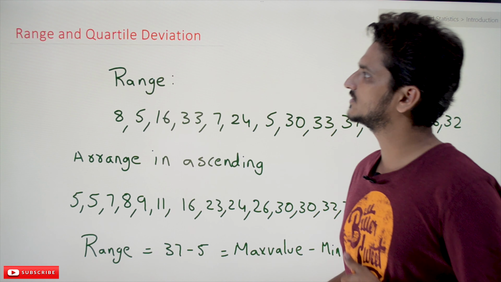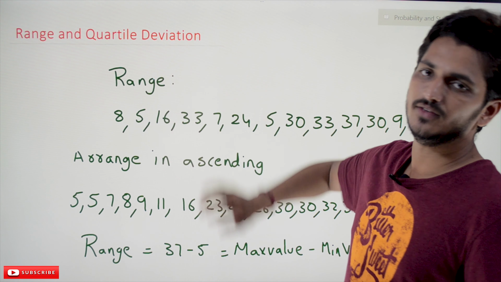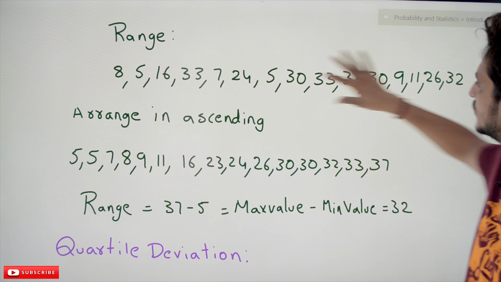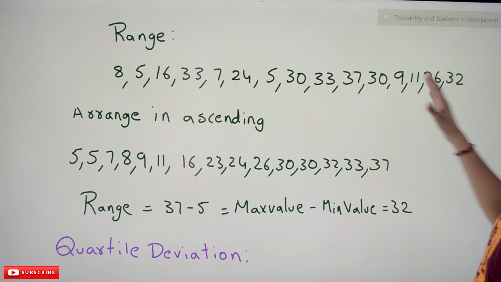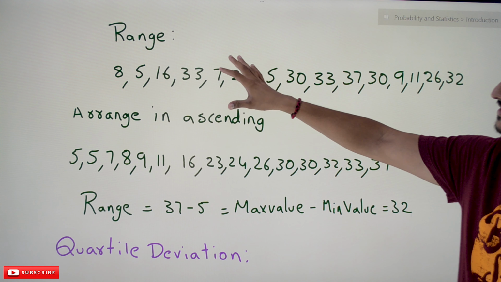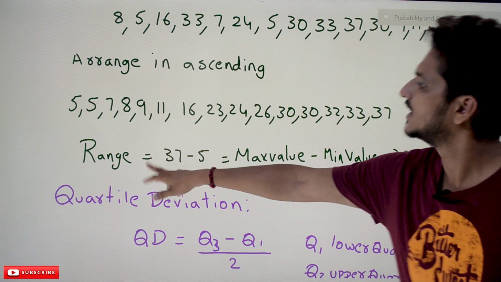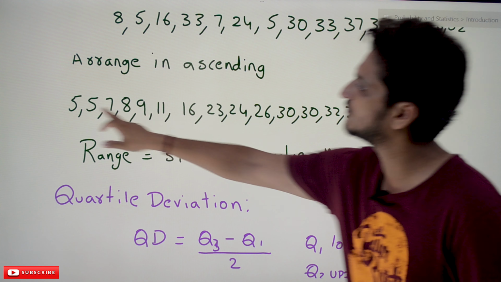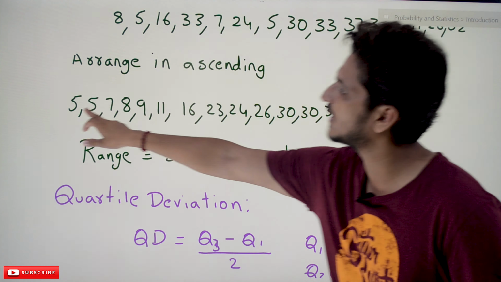Coming to today's class, range and quartile deviation. We take some examples. Our data is distributed like this: 8, 5, 16 and so on. First we have to arrange our data in ascending order: 5, 5, 7, 8 and so on, and the final one is 37. If you want to find the range value, range is identified like this. Range is equal to 37 minus 5, where 37 is the maximum value and 5 is the minimum value. So maximum value minus minimum value, we get 32.